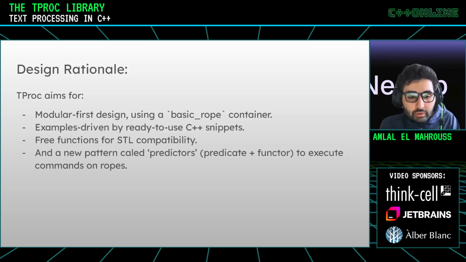The library is example driven and we're ready to use C++ snippets. By that I mean you have a single file and you already know how to use the library, which is pretty important when writing one. We have 3 functions for the STL compatibility. These 3 functions include find, remove, findF, and there's a new pattern called predictors, which is a predicate and a functor to execute commands on ropes, remove, find, etc.